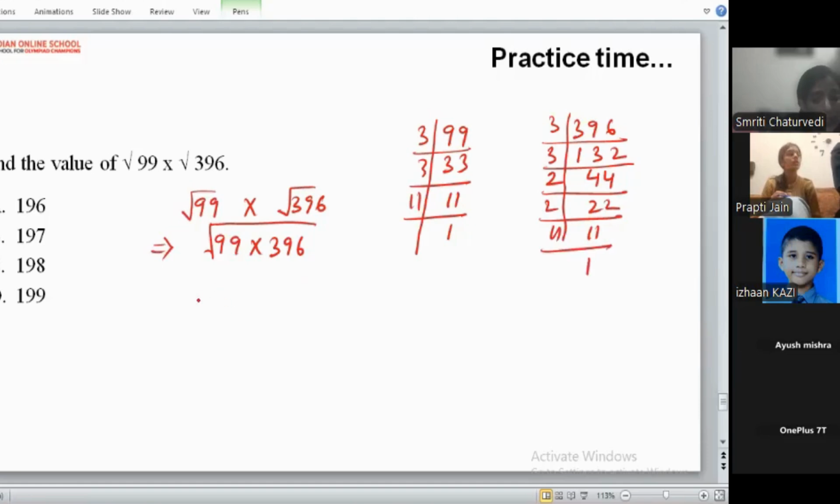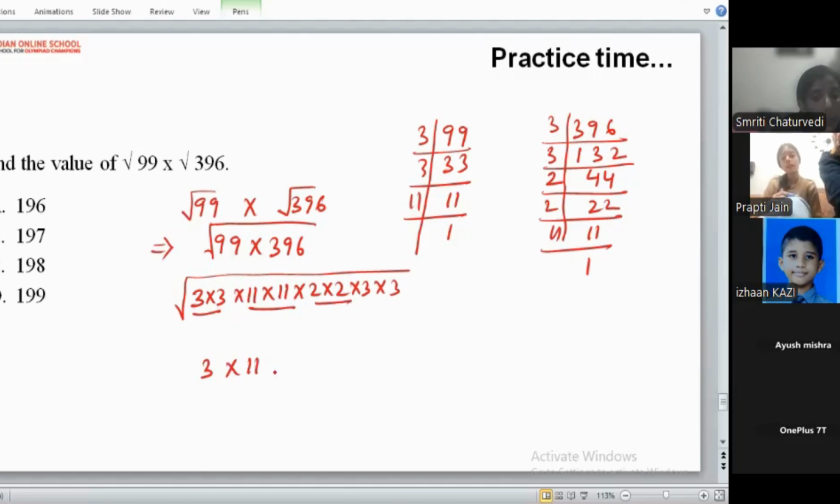Okay. Let's write the numbers over here. 3 times 3 times 11 times 11 times 2 times 2 times 3 times 3, square root. 3 times 3, 1 pair. 11, 11, another pair. 2, 2, another pair. 3, 3, another pair. The square root has been removed. After solving them, we will be getting 198. So our correct answer has to be option number C, 198. Got it, everybody?